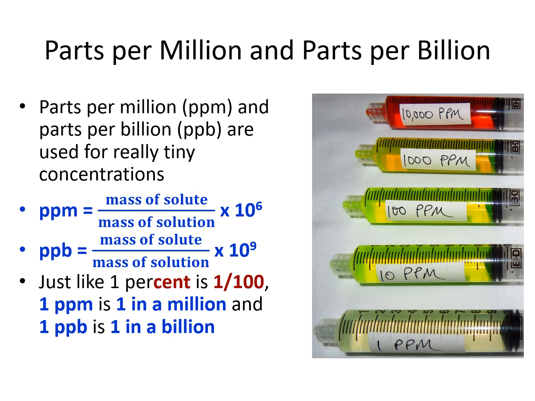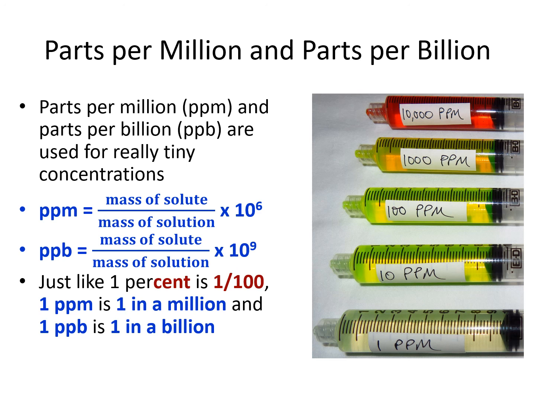Our last units of concentration are parts per million and parts per billion. We use these for really tiny concentrations. So parts per million, its equation is mass of the solute, that is the component, the small part, divided by mass of the solution, the whole thing, times 10 to the 6th. Parts per billion is mass of the solute over mass of the solution times 10 to the 9.